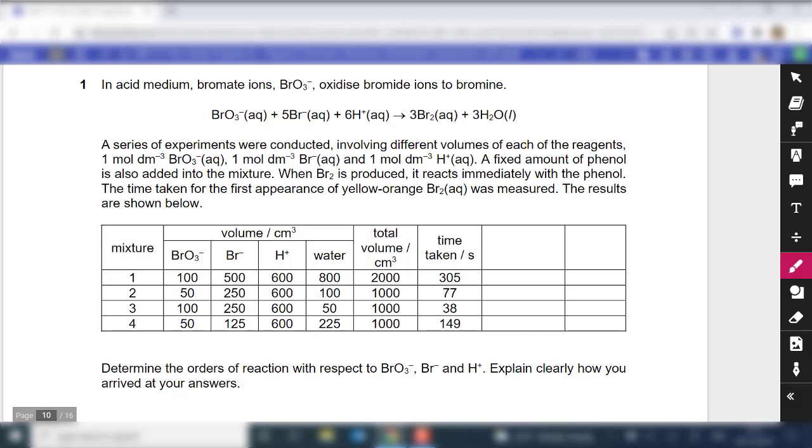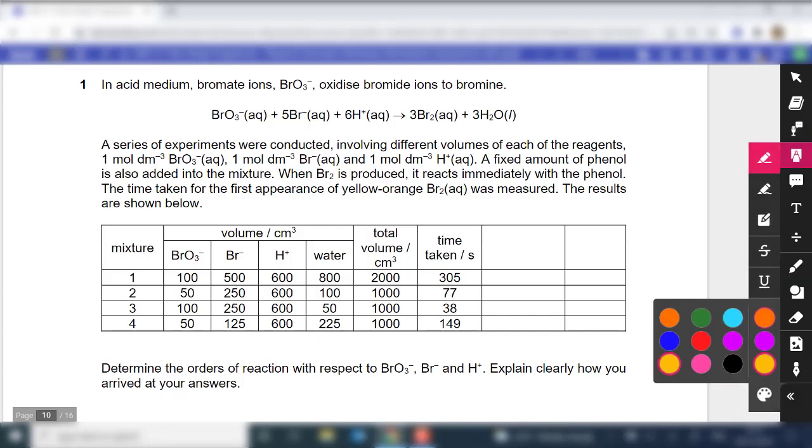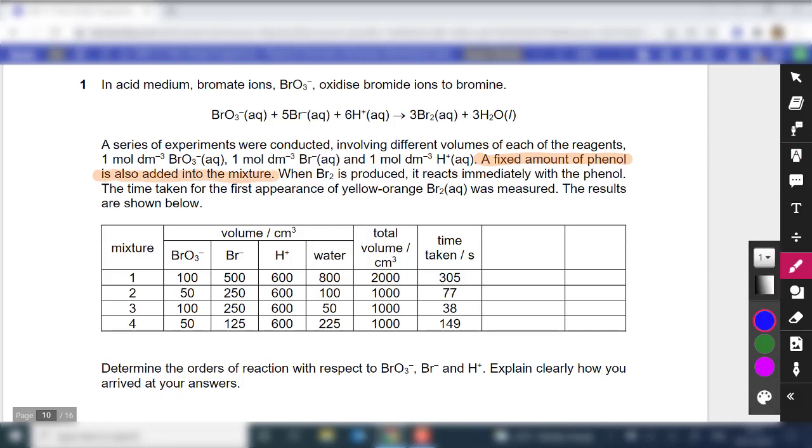You have a fixed volume of phenol being added to the mixture, and you were told that in the course of reaction, because you are producing bromine, the bromine will immediately react with the phenol to give you, in this case, you're not familiar yet, so let me just tell you, a white precipitate. So in that case, the yellow-orange color of bromine will not appear.